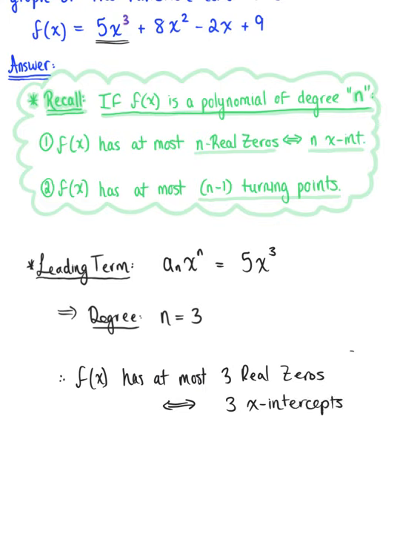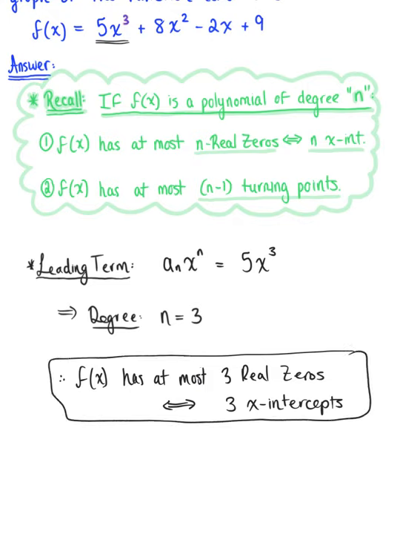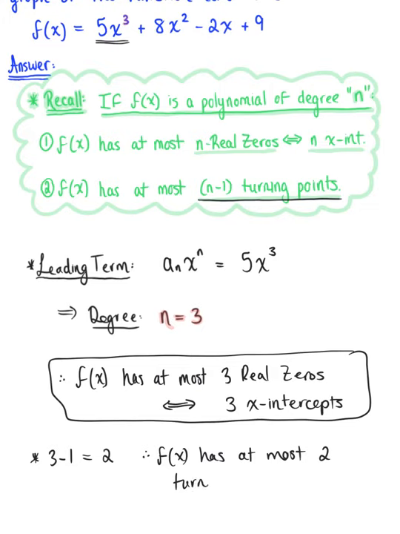Now, we can also use this to determine the maximum number of turning points. So again, keep in mind that we'll have n minus 1 turning points. So if n is 3, 3 minus 1 leaves us with 2. And we can conclude that, therefore, f of x has at most 2 turning points. So the turning points being our extrema. And there you have it. This is our beautiful final answer.